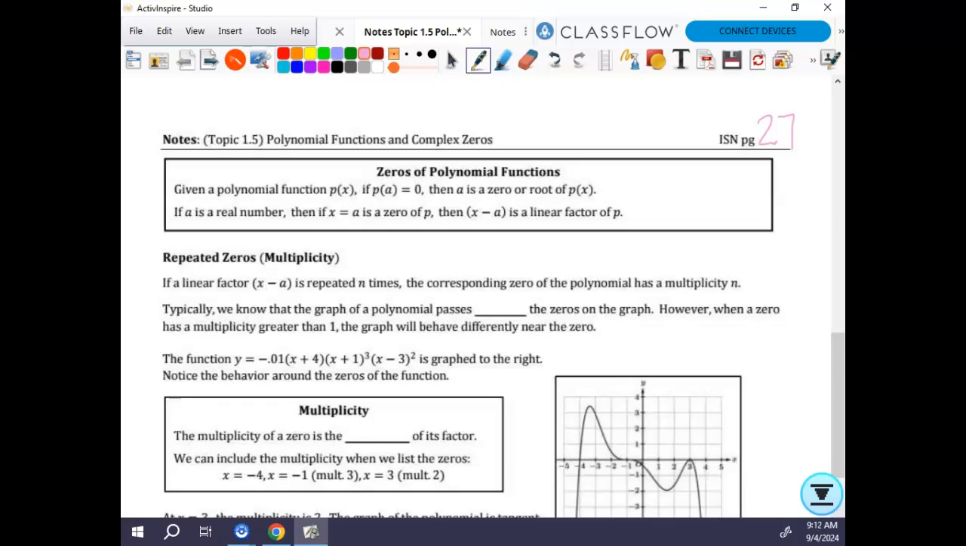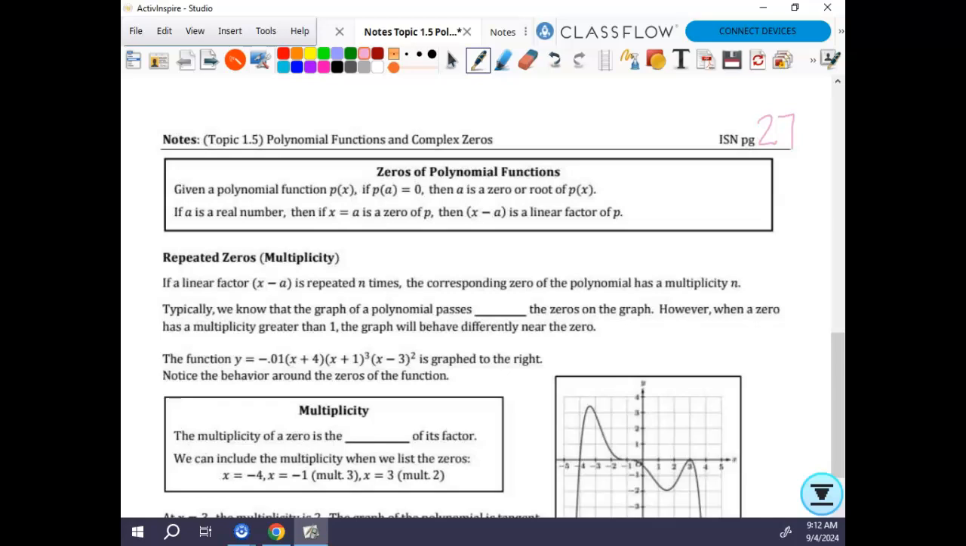So what's another word for zeros? What else we got? Solutions, x-intercepts, roots. Good. Roots, solutions, x-intercepts, zeros. They all mean the same thing, right? Officially, you write the answers differently. Like if I'm asked for an intercept, then usually that means you want an ordered pair. If I'm asked for a zero, that usually means you want x equals 3 or something like that.